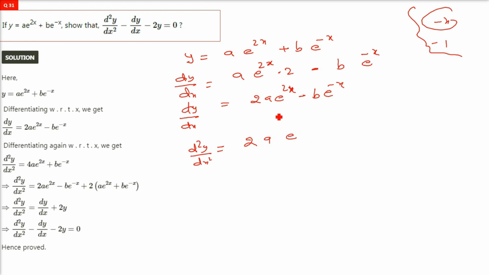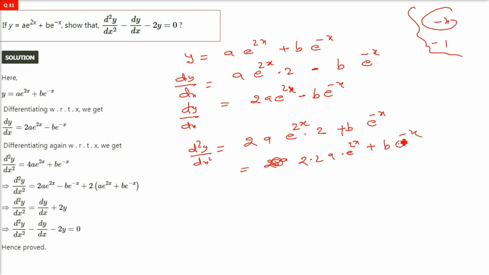Then we have the second term, which is b e raised minus x. b is constant, e raised minus x will be e raised minus x, and differentiation of minus x will be negative. Alright. So I'm doing it the way I said, normal differentiation. So minus b e raised minus x, and then minus will be plus. So what do you get? You have 4a e raised 2x plus b e raised minus x. This is the normal differentiation.